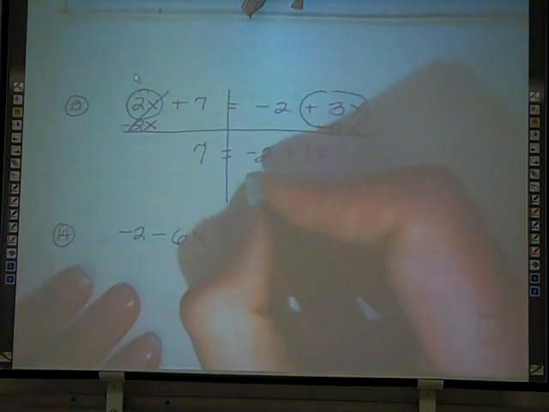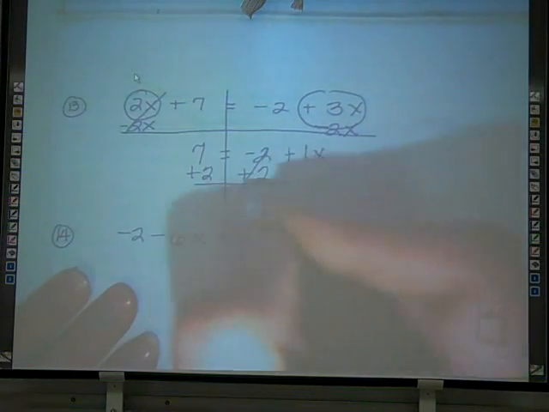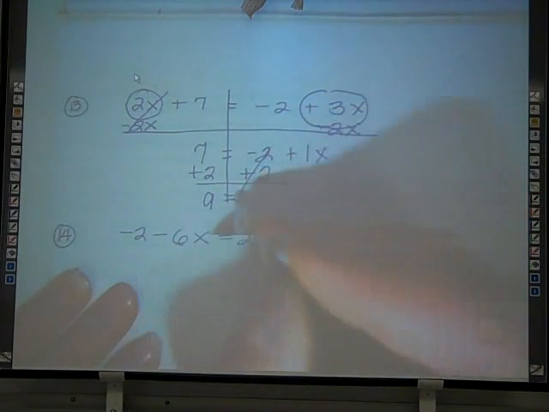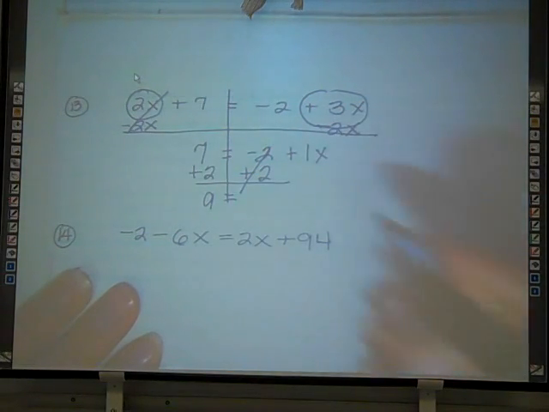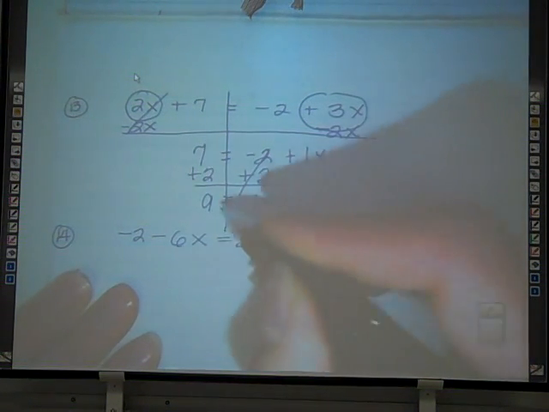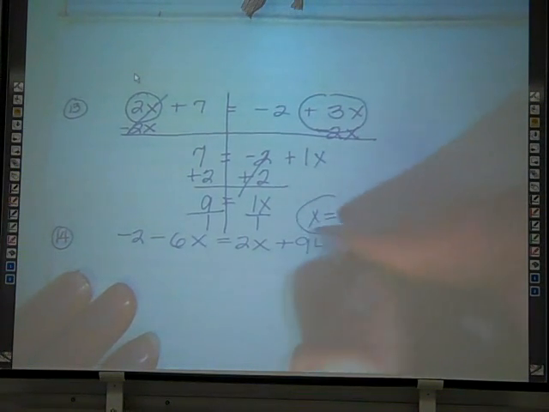Next step, add 2 to both sides. 2's are gone. 7 plus 2 will give us 9. And we still have 1x on the right side. Last step, divide both sides by 1, which gives us x equals 9.